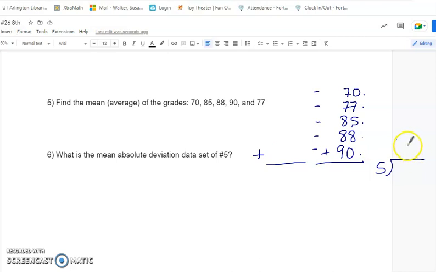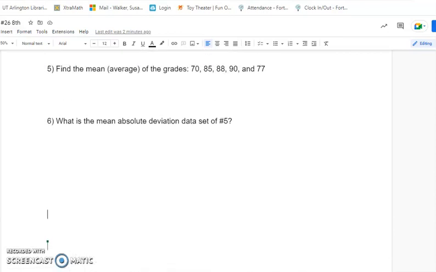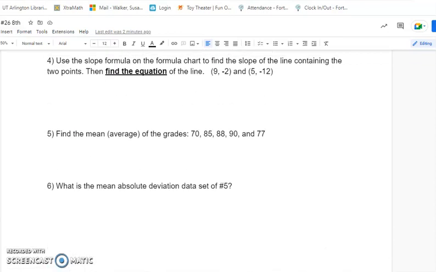So this number, that's going to go here for mean. And then mean absolute deviation will go here. Will be a smaller number. Okay, now kind of messed up my paper, so I'm going to pause and fix it.